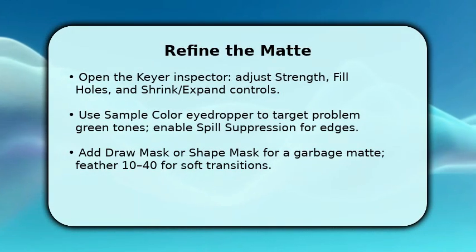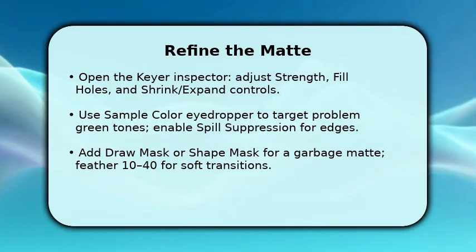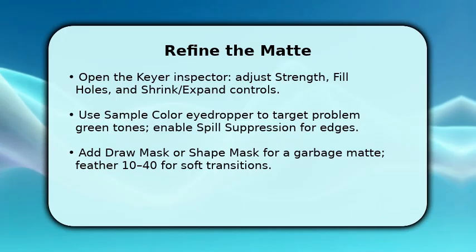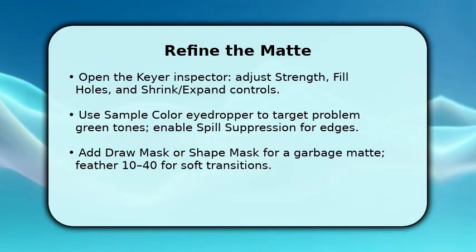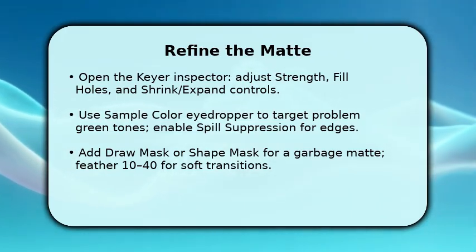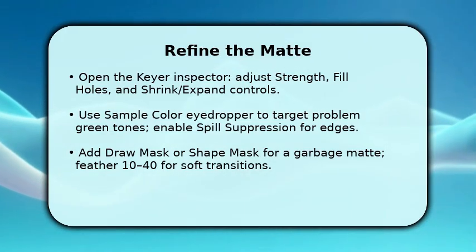Now you refine the matte inside the keyer inspector where strength, fill holes, and shrink/expand will transform a rough key into a clean silhouette. Use the sample color eyedropper to pick residual green or reflections and turn on spill suppression to neutralize green fringing around hair and props.